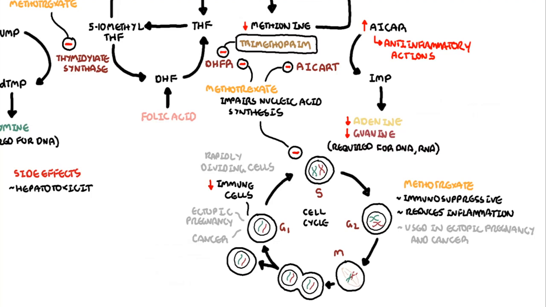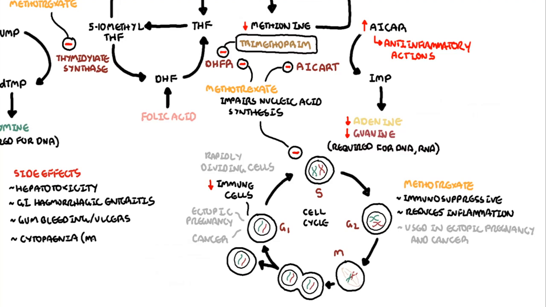And so it can cause side effects such as hepatotoxicity, GI hemorrhagic enteritis, gum bleeding, gum ulcers, and bone marrow suppression causing cytopenias. Methotrexate is known to be a cause of macrocytic anemia. Caution: methotrexate should be avoided in renal and liver disease.